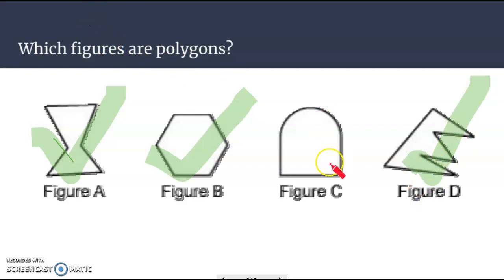Now, figure C is not going to be a polygon. Notice the curved sides here. If you have a curvy side, that is not going to qualify as a polygon. A polygon needs to be made of straight sides. Figure C does not count as a polygon.